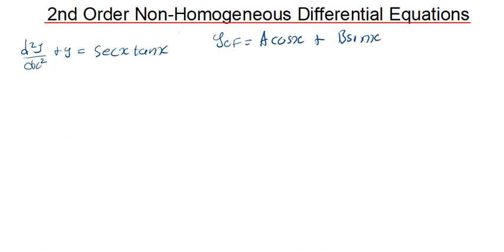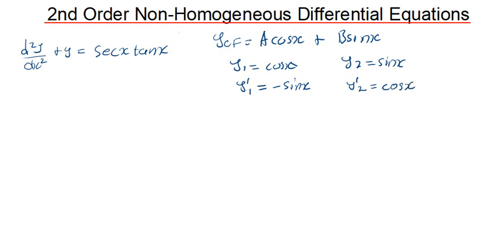Then what follows is that we know that our y1 is going to be equal to cos x, our y2 is going to be equal to sine x, then our y prime of 1 is going to be equal to minus sine x, then our y prime of 2 is going to be equal to cos x.